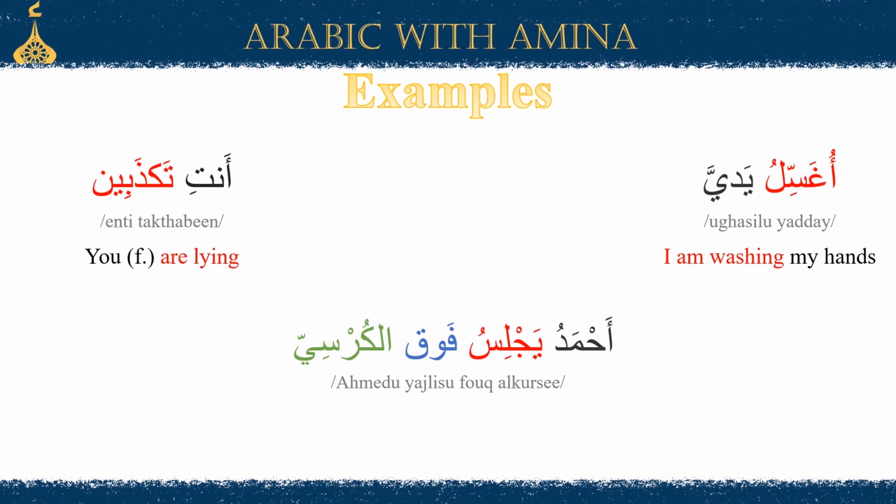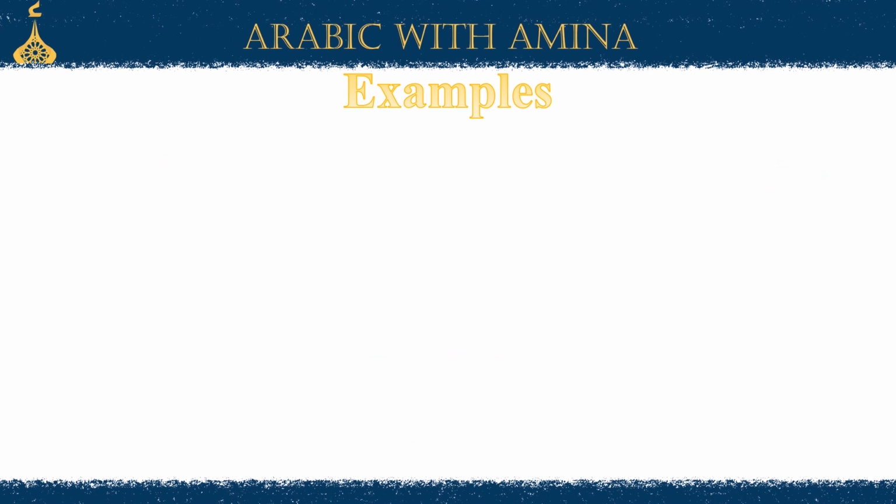أحمد يجلس فوق الكرسي. Ahmed is sitting on the chair. Our verb يجلس is referring to the pronoun he. He is sitting. It has the prefix ya, and also from the sentence we can tell that Ahmed is a boy. Those were some examples of present tense actions occurring in the moment. Some examples for habitual actions, that is, actions that occur regularly or repeatedly, we have the following examples.